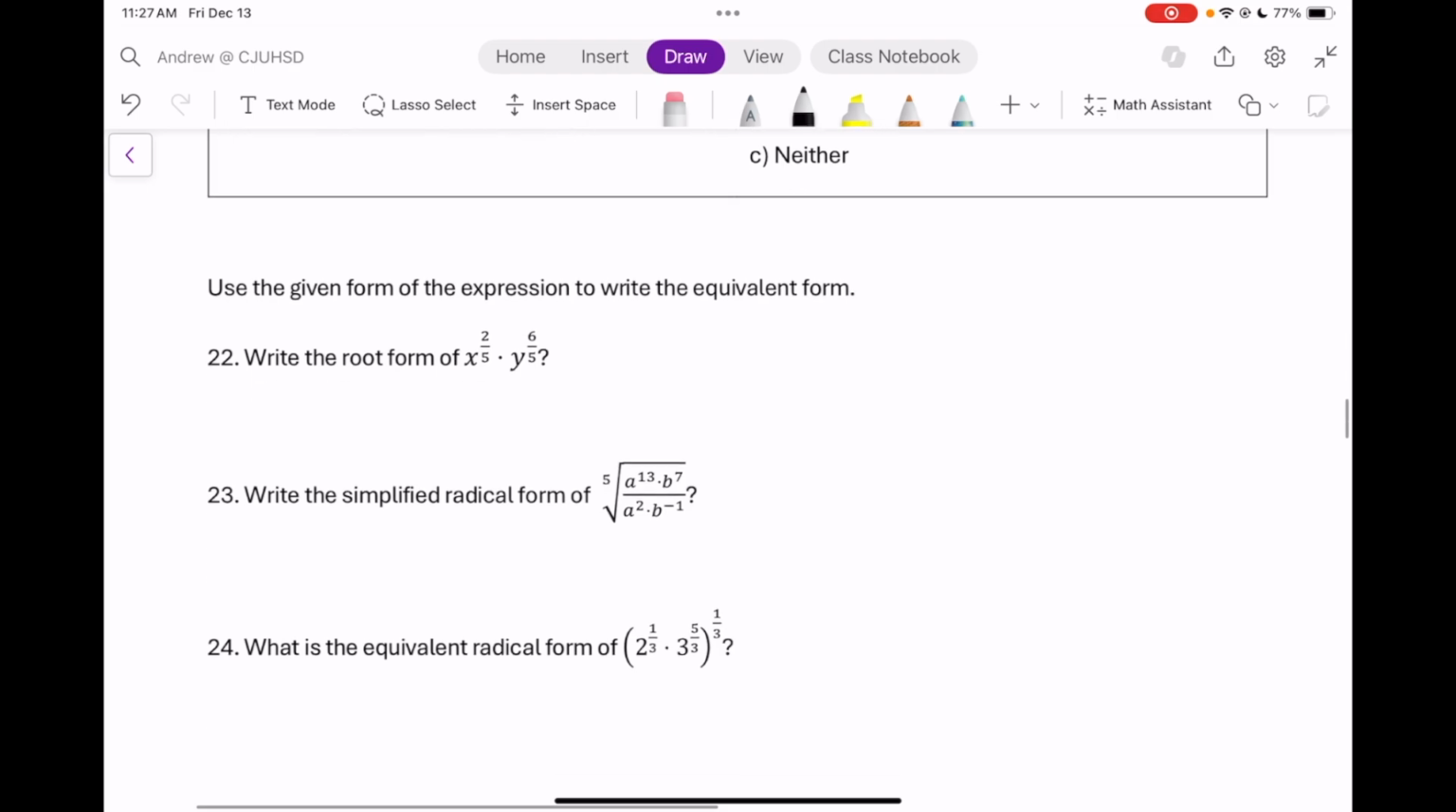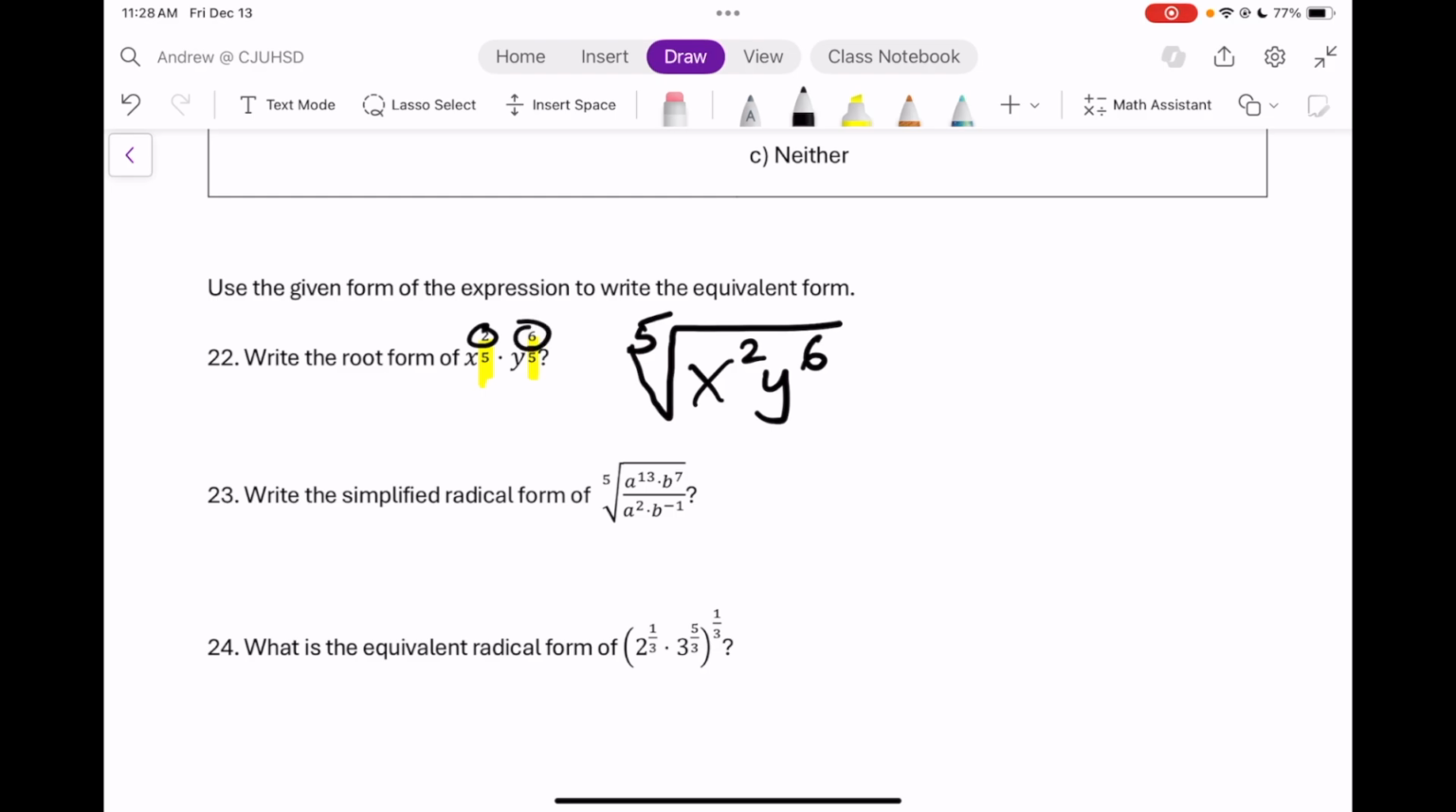So how do we write number 22 in the root form? Well, we take the 5, which is the denominator, and put that as the root. Then everything that's left just goes underneath the root. So the 2 that was there and the 6 that was there.